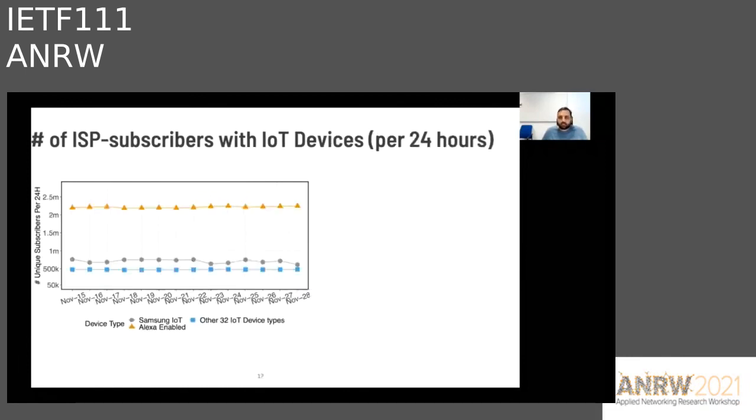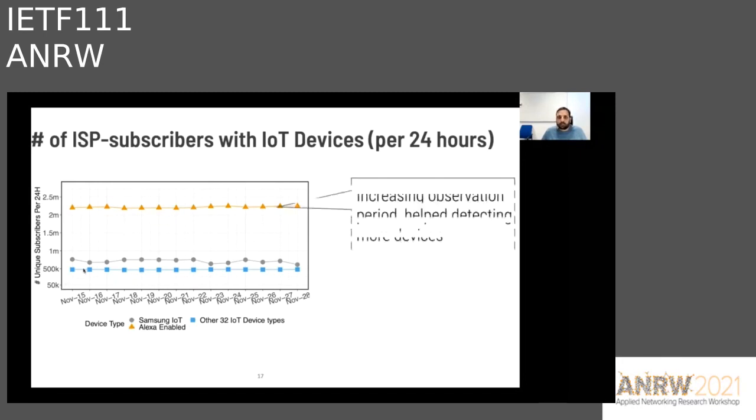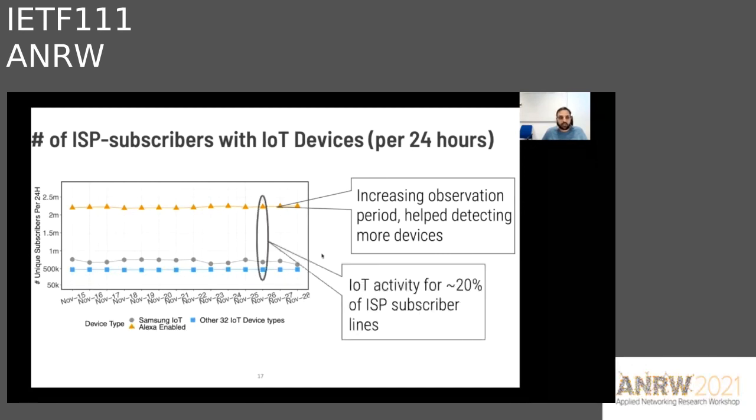The next question is, what happens if we increase our observation period? Here we see the same plot as the previous one, but with a 24-hour observation period. We see here that increasing the observation period helped detect even more IoT devices. The next takeaway is that the number of detected devices is stable, and there are not a lot of fluctuations in the number of devices. In general, we detected IoT activity for 20% of the subscribers of the ISP.